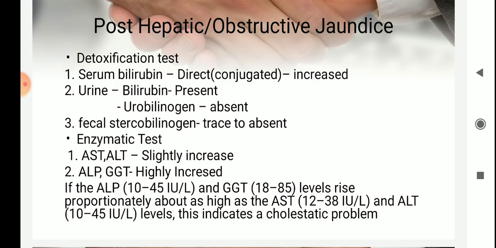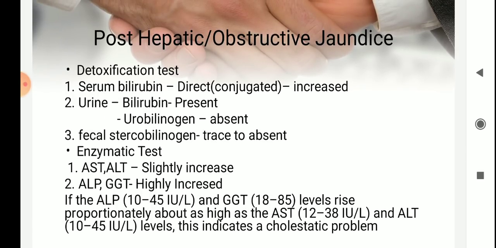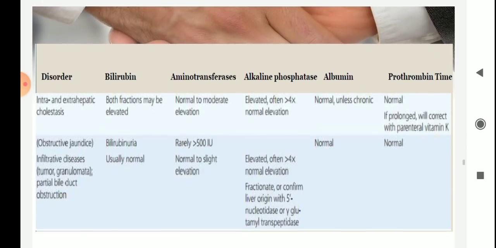So ALP levels, what are the normal values? Alkaline phosphatase is 10 to 45 international units per liter. GGT levels are 18 to 85. So in a viva, if you answer very beautifully, your slab of tough questions goes higher. In that case, they can ask you such questions: tell me the normal range of levels of GGT or alkaline phosphatase. So you should be aware of this. This could be a viva question.